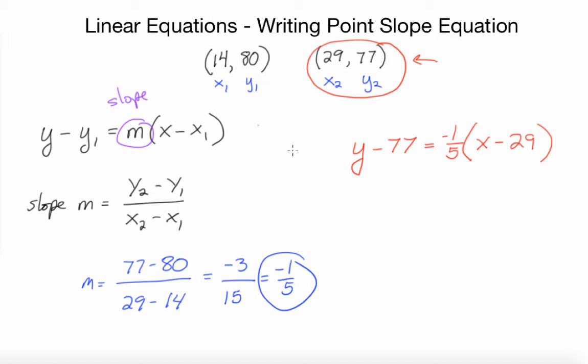It would look different, but if I use the other point, I'd have y minus 80 equals negative 1/5 times x minus 14. So there are two different point-slope form equations, which is great. They'll both simplify down to be the same thing. If I turn them both into slope-intercept form, I'll get the exact same equation. But there you go. There's an example of writing a point-slope equation if all we know is two points.